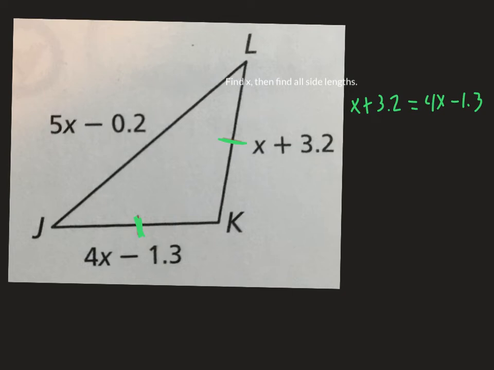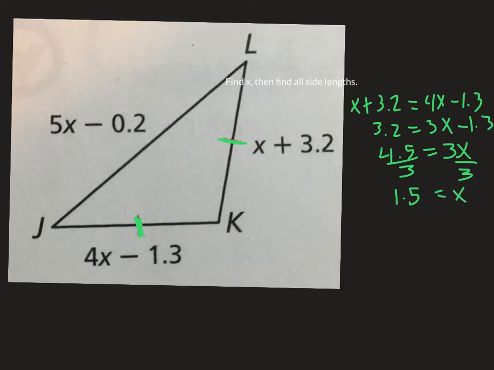So if I subtract x from each side, I have 3.2 equals 3x minus 1.3. If I add 1.3 to each side, then I'm going to have 4.5 equals 3x. And then we divide by 3. And I know 45 divided by 3 is 15, so 4.5 divided by 3 is 1.5. And so x is going to be 1.5.